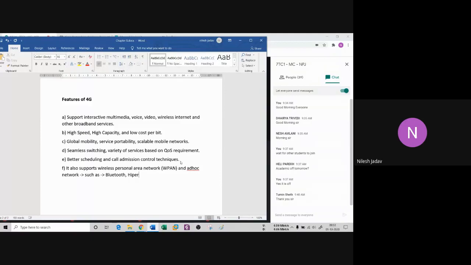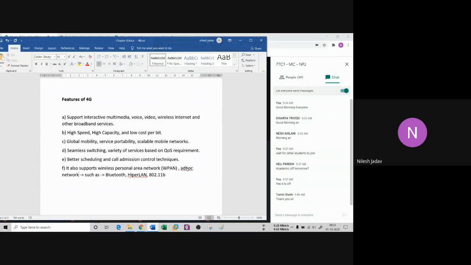There is a HyperLAN. I do not know much about HyperLAN, and it's not necessary here, but it's a wireless personal area network. Then we can also use 802.11b, which is a Wi-Fi connection with good speed. So it also supports these kinds of networks. And we can also say that wireless personal area network, ad hoc network, and multi-hop network are the same thing.